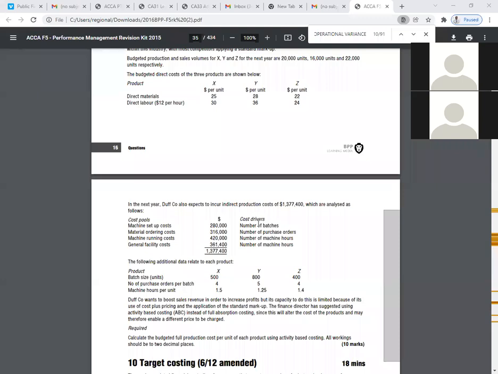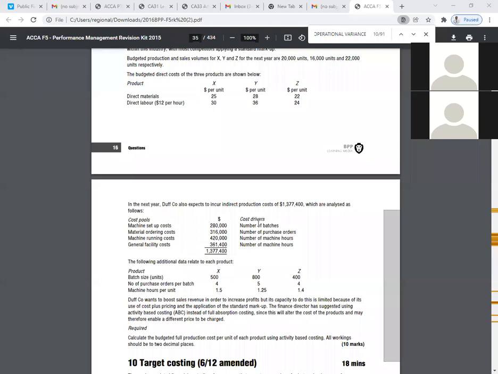So we have here analysis of cost drivers. We have X, Y, Z. We have quantity to be produced, budgeted production. X is 20,000, Y is 16,000 and Z is 22,000. Ladies and gentlemen, please give me the batch size. So quantity per batch, but just call it batch size. Batch size for X is 500. For Y, 800, and Z, 400.